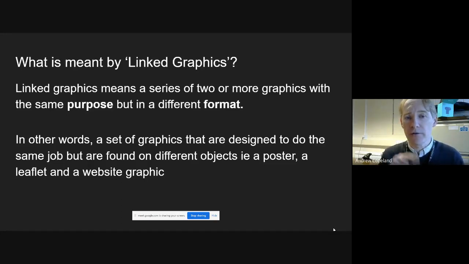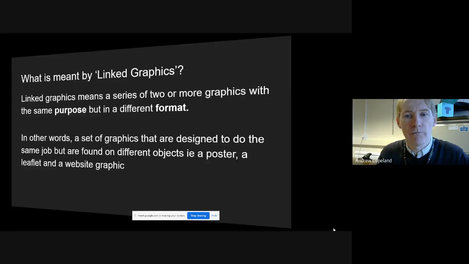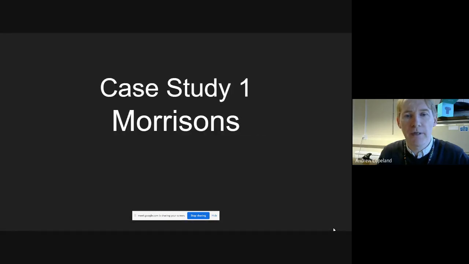So if you've got format and purpose sorted, and you really have to in your mind, then the definition of a linked graphic is a series of graphics that have the same purpose but a different format. In other words, a set of graphics designed to do the same job, but found on different objects. For example, a poster, a leaflet, and a website graphic, all designed to do the same thing. So here are some case studies. That is the definition. I wouldn't necessarily expect you to understand it from that, but it's the definition you need to have in your mind very soon. Here are some examples to make that concrete.